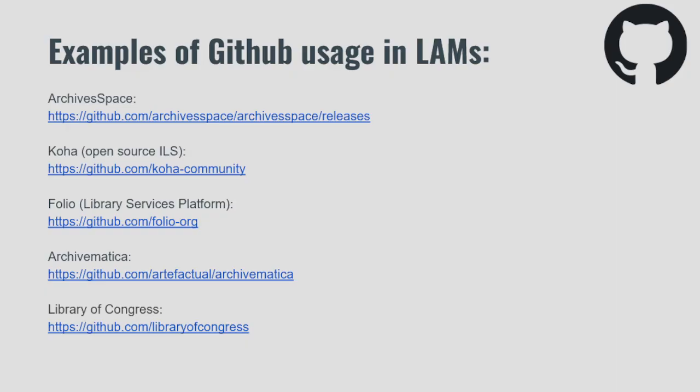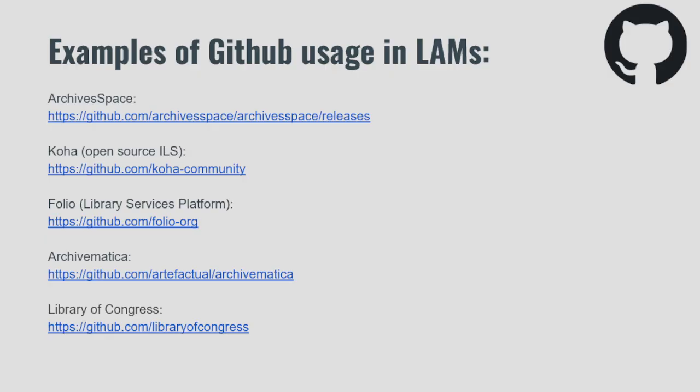So here are some specific examples of GitHub usage in LAMs. There's a lot more; there's just a few that I listed here. First is ArchivesSpace, which is an open source archives information management system, and it uses GitHub for its source code, managing releases, and accepting community pull requests and issues. Koha is an open source integrated library system, and it also uses GitHub to host its code base, track issues, and receive contributions from libraries and developers around the world.